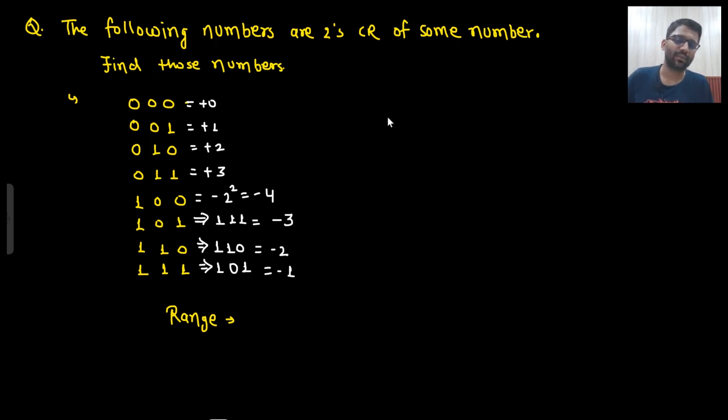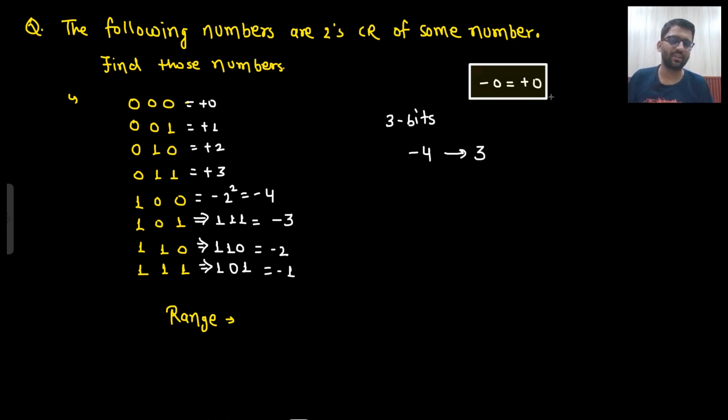So what is the range? For 3 bits, what range are we getting? Here the negative side is increased: minus 4 to 3, because minus 0 is equal to plus 0 here. For 0 there is only one representation. So both are the same here. It could be equal to minus 0 as well. Both are the same here. That's why the range has increased, minus 4 to 3.